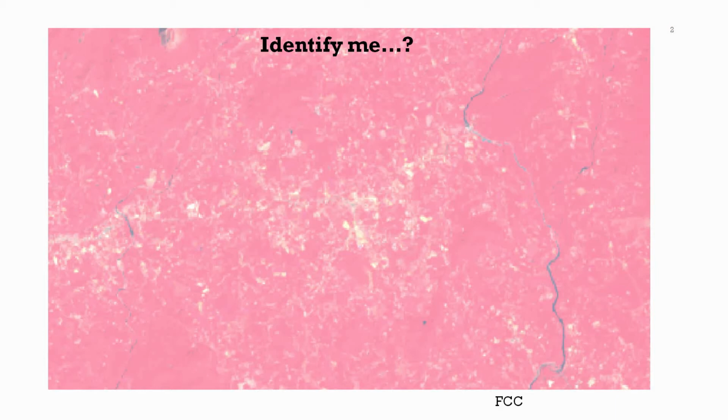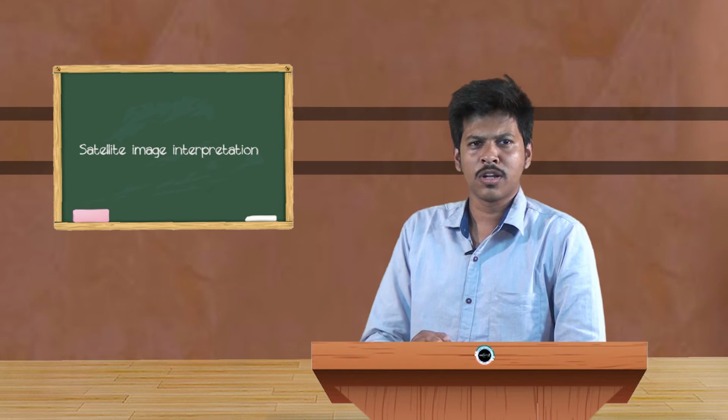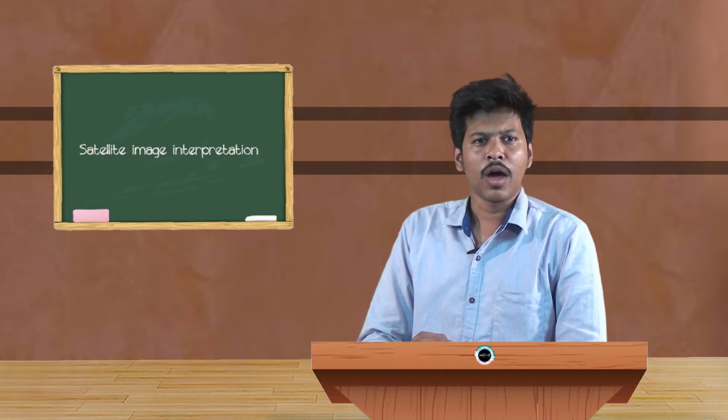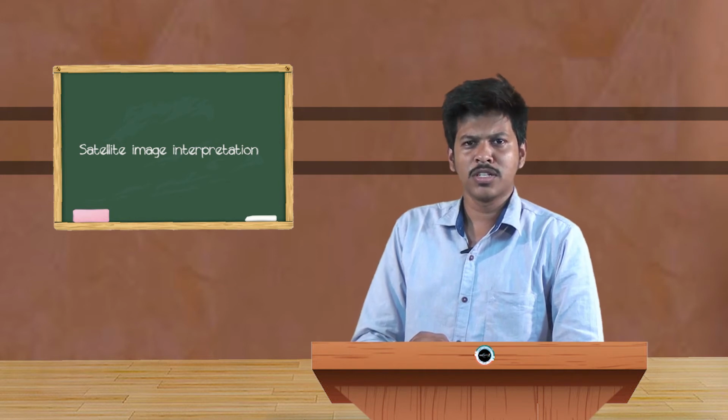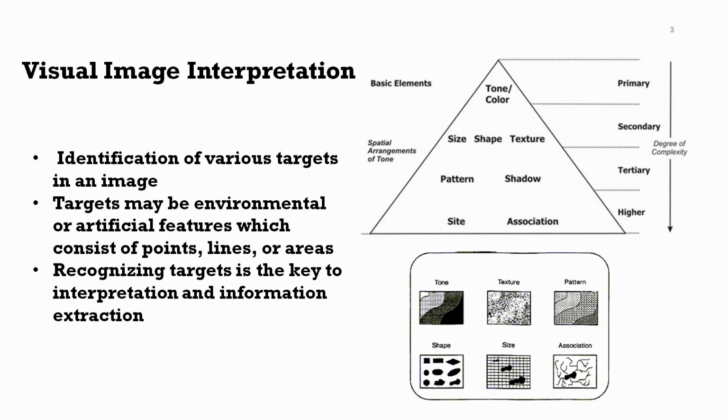patch. So to identify the features very correctly, for a visual interpreter, we go through certain processes and we identify them as visual image interpretation keys. Visual image interpretation is identifying certain targets, identifying the features in a given satellite imagery, but with certain rules. And the rules are clubbed in this triangle. We always follow a kind of top-down approach here.